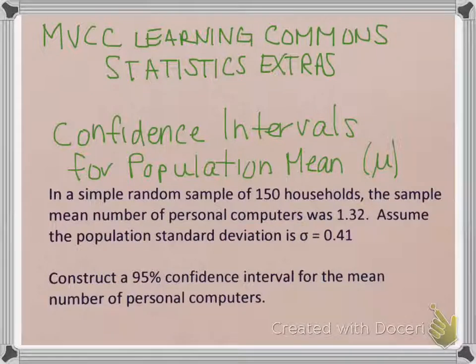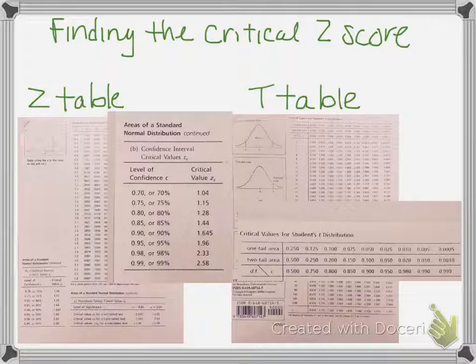So we'll see questions like this, and these questions would like us to construct confidence intervals for population means. To begin our questions, we first need to find our critical Z-score. So I have below copies of different tables where you might find your confidence intervals, either in a Z table or a T table.